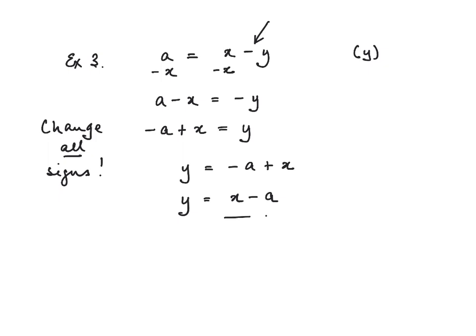Changing all signs is equivalent to multiplying all of the terms by minus 1. And the reason we do that is because the intended subject is negative here and we want it to be positive. Okay.